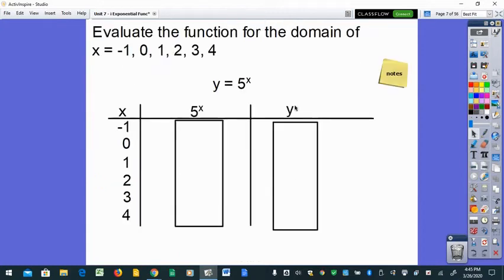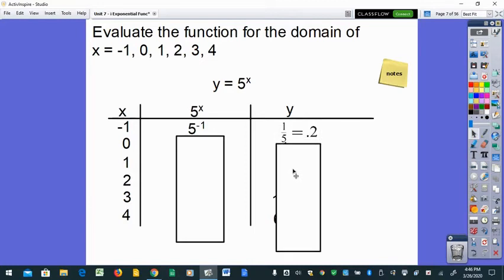So just to go back, let's evaluate an exponential function for the domain. We're going to put these x values in for x. We're going to substitute. And now our exponent rules are going to come into play that we've reviewed recently. So we would first of all have an x of -1. So 5 to the -1. Remember, negative exponent is going to drop that to the denominator. It's going to put it in the other place, and it would be 1 over 5 to the +1, which is a decimal of 0.2.